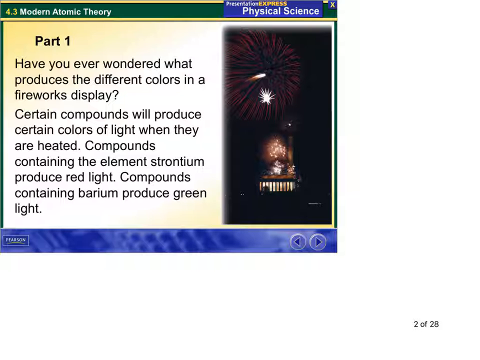In section 4.3, we got modern atomic theory. Have you ever wondered what produces the colors in a fireworks display? Certain compounds will produce certain colors of light when they are heated. Compounds containing the element strontium produce red light. Barium compounds, green light.